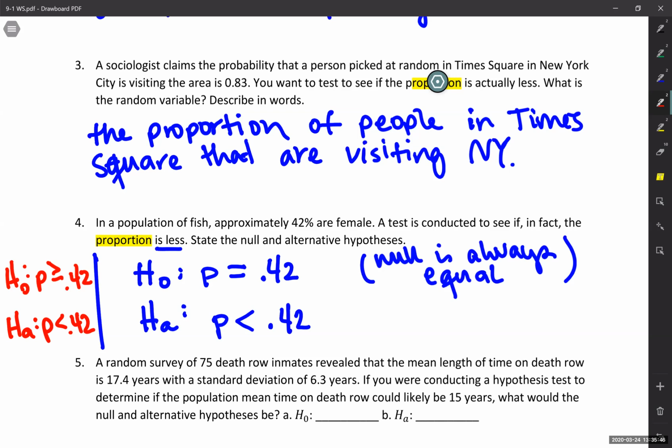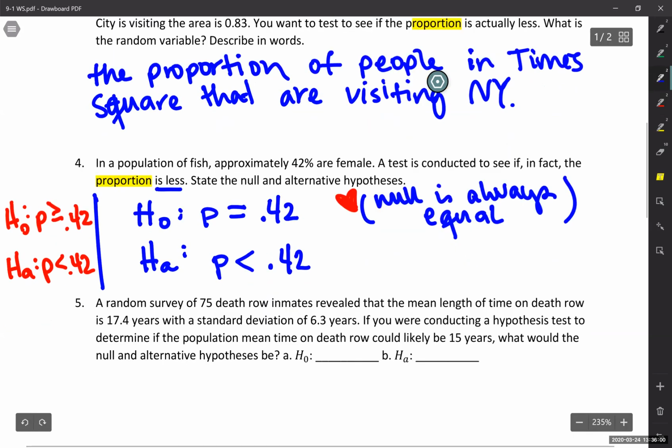I just like to always put that the null is equal. I even put it right here in parentheses, and so I'll just put a little heart by it so you know that I like it that way because I think it's easier. But I do like to give you a little bit of freedom in this.